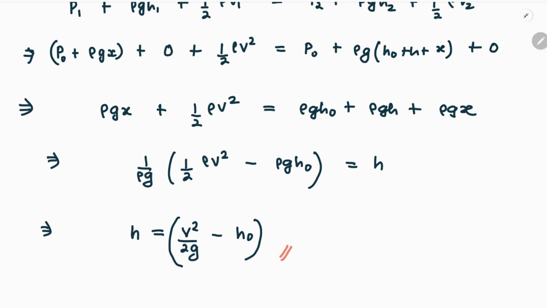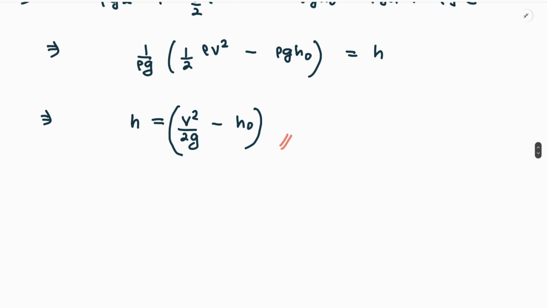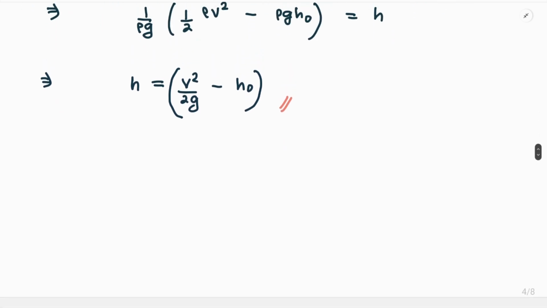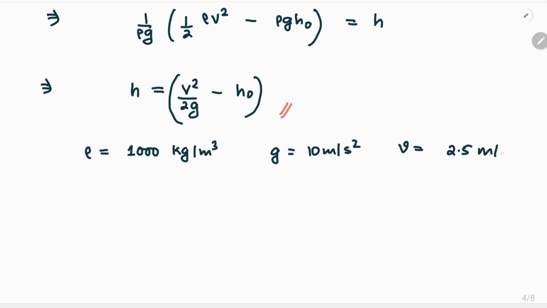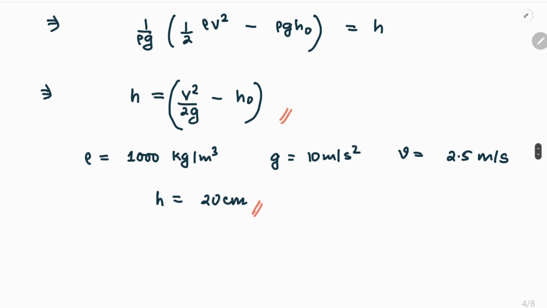Now if we substitute the values that we have, that is density being equal to 1000 kg per meter cube, g being 10 meter per second square, and velocity of flow being 2.5 meter per second in the problem, then we get h equals 20 centimeter. So this is the final answer for this particular problem which we have discussed, problem number 1.320.